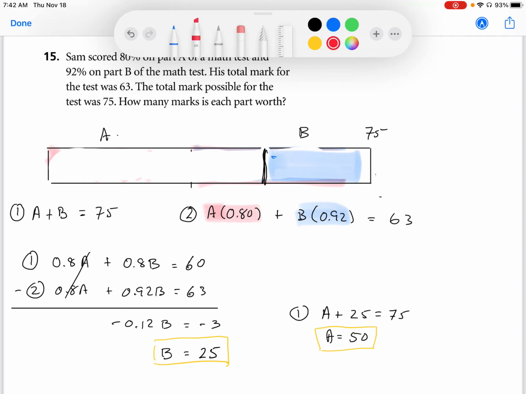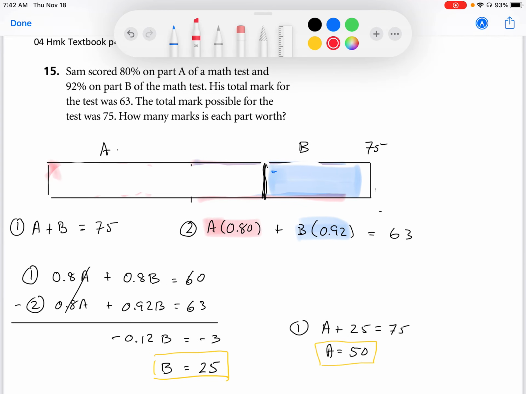Okay, and then for part A, we got 80% on part A. So part A, that's maybe about 80% right there. Okay, and I'm going to write in the amounts here. 80% of 50 is 40 marks. Okay, 92% out of 25 marks is 23 marks. So we ended up with 23 marks on the part B section. So we ended up with the 63 marks total. Yep, that works out. This is correct.